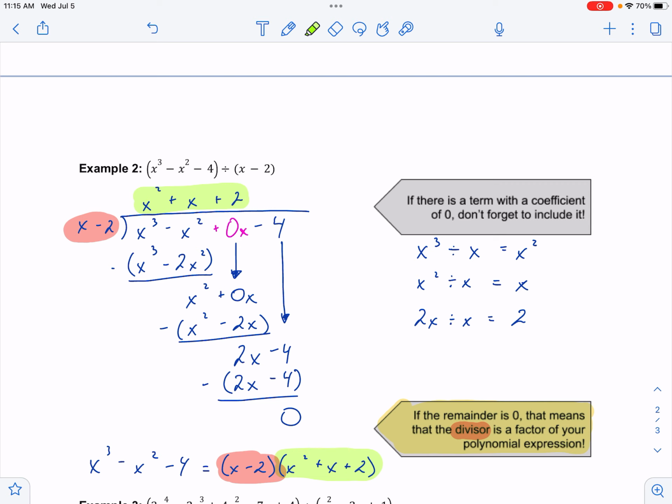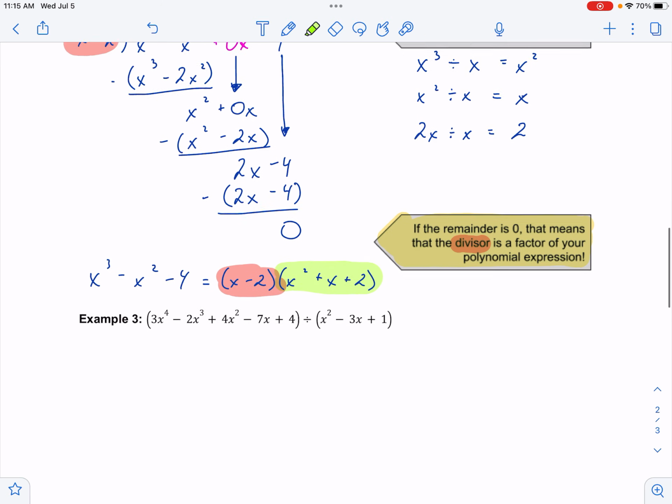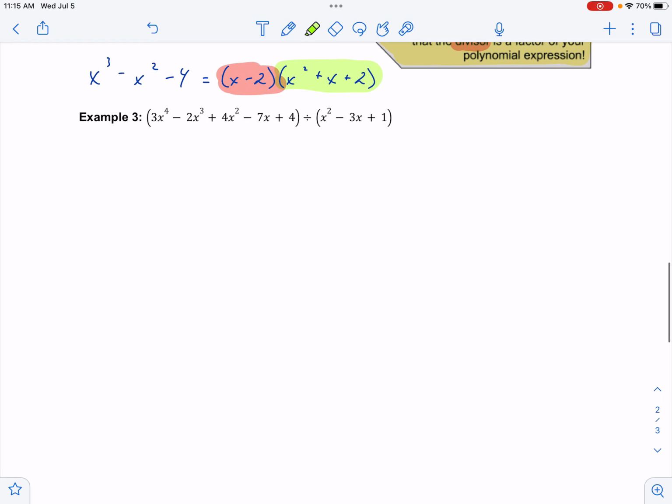Let's do one more problem. This is a nice long one. I set it up the exact same way. I put my divisor on the outside, and I write my question in the middle. As I'm writing it, I'm checking to make sure that I have a term with degrees in descending order, and I can see that. I've got a 4, a 3, a 2, a 1, and then a 0, so I don't have to add any bonus terms here.